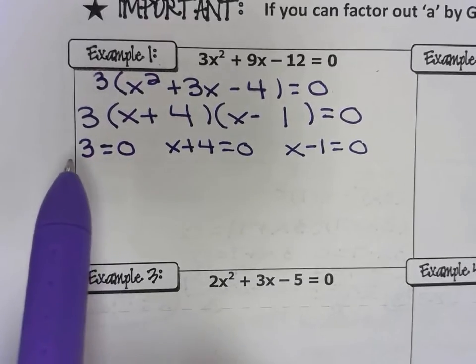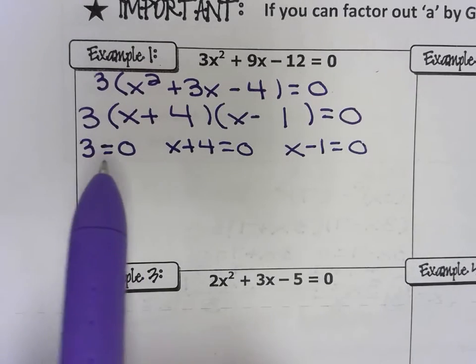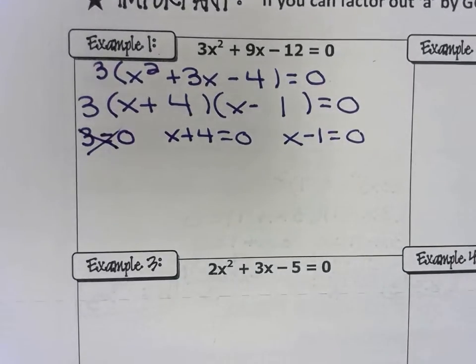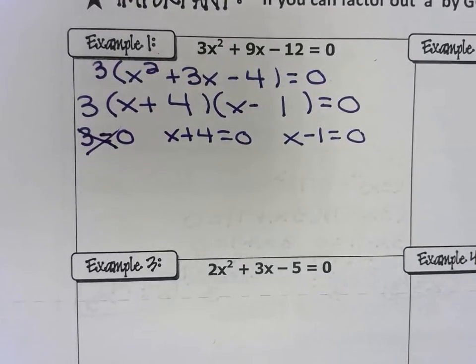What is my solution if 3 equals 0? Can 3 ever equal 0? No. So that one doesn't work. Anytime you have a constant equal to another constant and they're not the same number, you just cross it out.